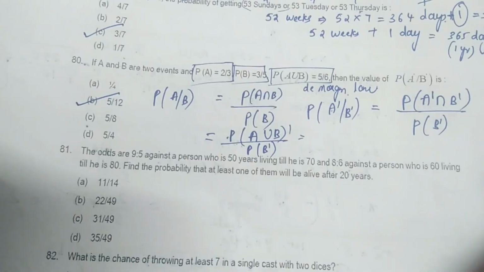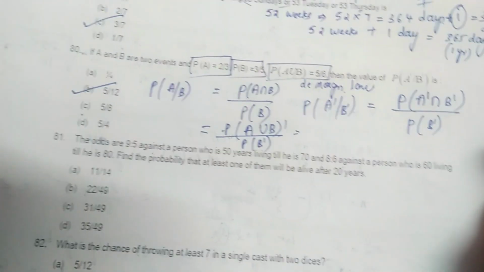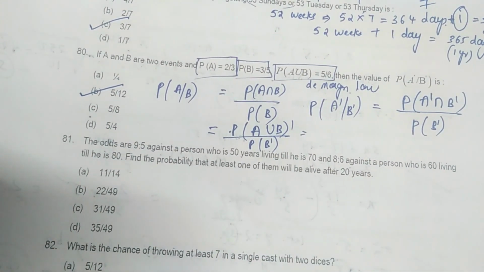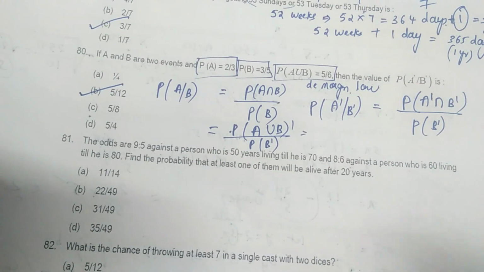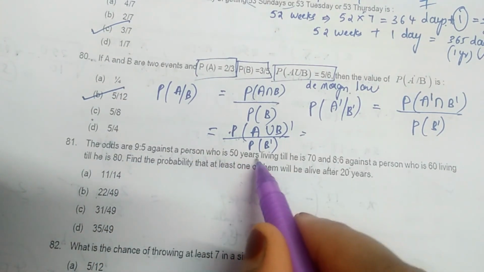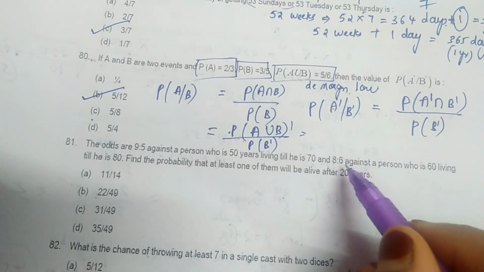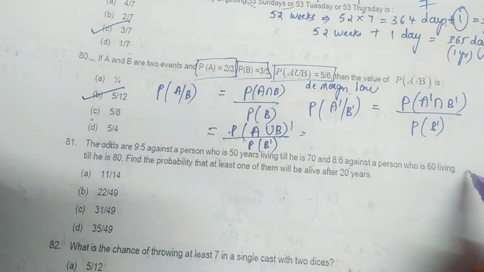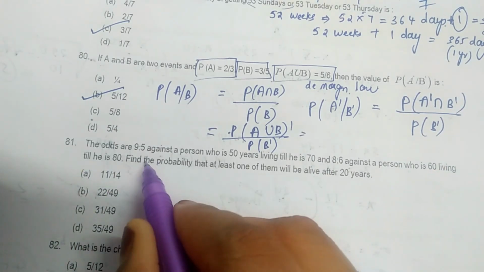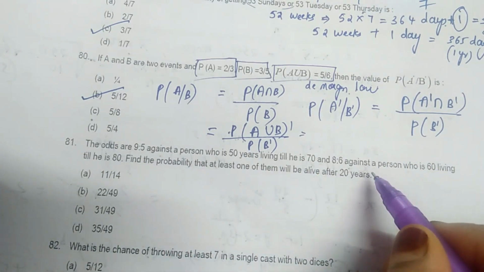Okay, now let's take up the 81st problem. It's very interesting and very important for the exam; this is one of the kinds of questions we can get in the exam. The odds are 9:5 against a person who is 50 years old living till he is 70, and 8:6 against a person who is 60 living till he is 80. Find the probability that at least one of them will be living after 20 years.